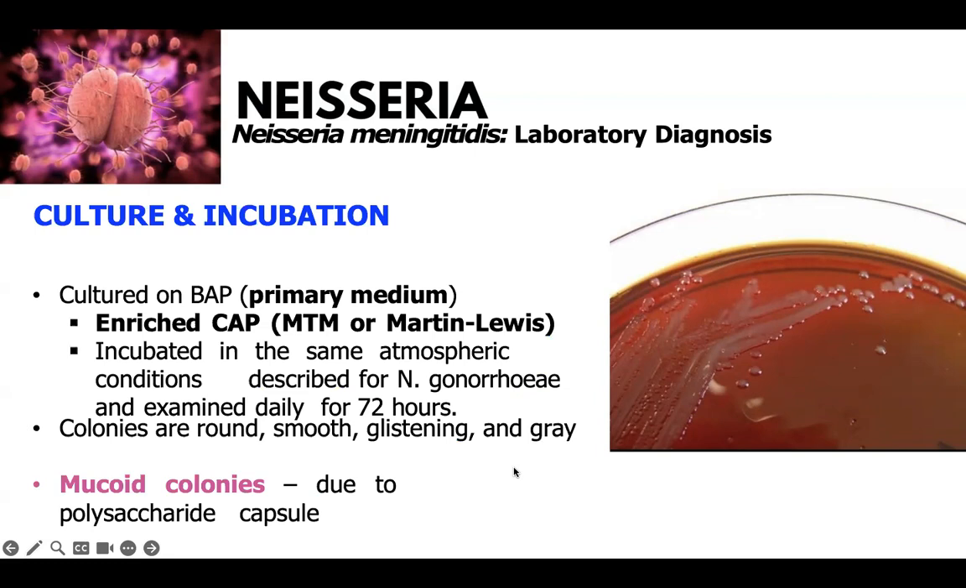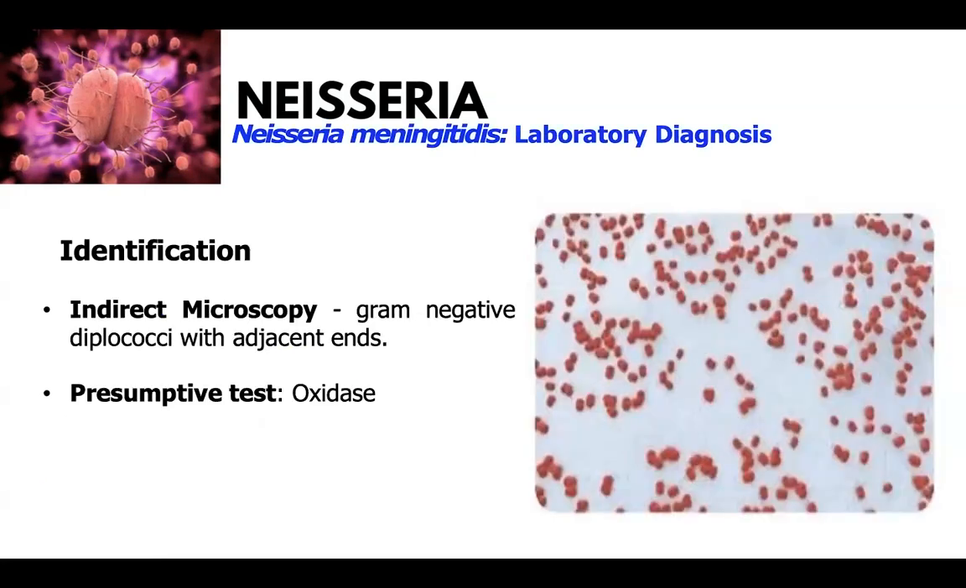Colonies are smooth, round, glistening, gray, and mucoidal. Nakikita naman na mukhang basa ang colonies. That's typically due to the polysaccharide capsule. And then, after your culture, pwede ulit mag-direct microscopy galing sa iyong colonies. Gram-negative cocci, diplococci with adjacent ends stuck together. Do your presumptive test, yung ating oxidase test. Siyempre, magpa-positive siya for oxidase.